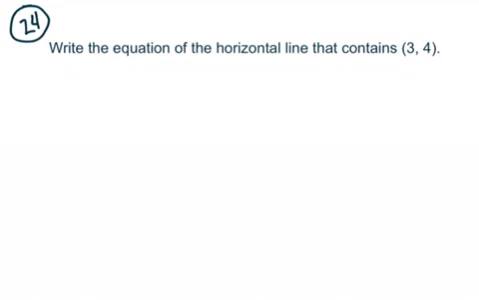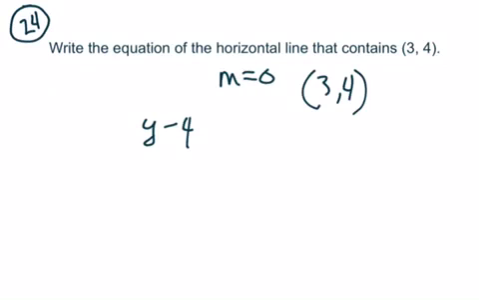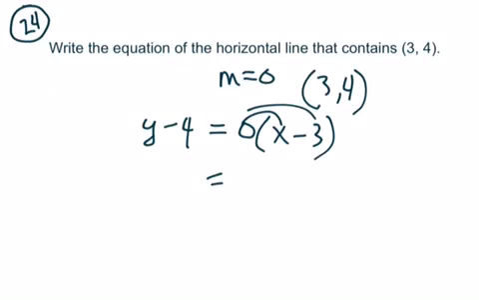Write an equation of the horizontal line that contains coordinates 3 and 4. Okay, so the horizontal line means that its slope is 0. And we're going through 3 and 4. So using point slope form, it's y minus 4 equals 0, parenthesis x minus 3. Distributing the 0, you get y minus 4 equals 0. Add 4, so y equals 4.